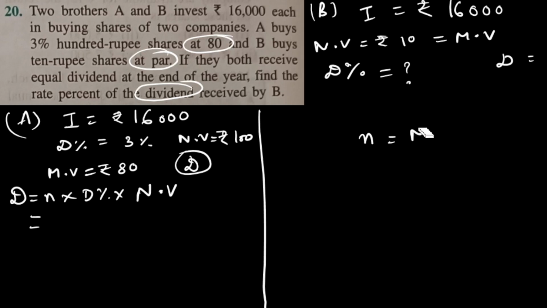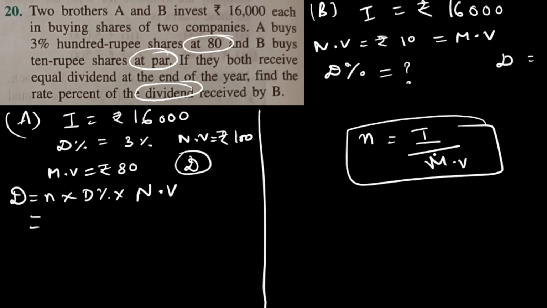Number of shares formula is, see, by now, because we are at the last question of this chapter, I hope you have memorized all the formulas. Because we have done so many questions, I believe there is no need of memorizing. Maybe you are very much used to these formulas. So number of shares is equal to investment by market value. So here in place of N I am writing investment by market value.